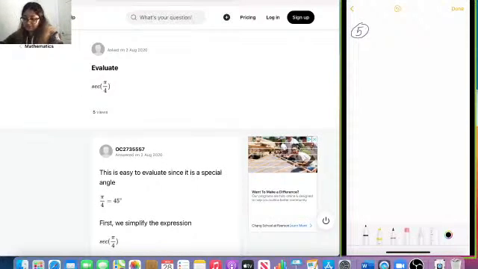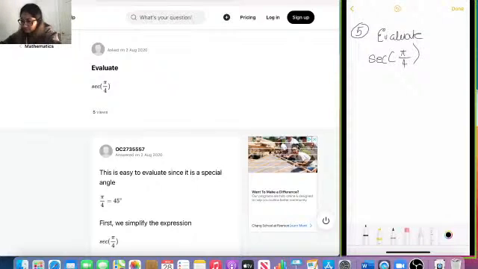Our next question says, evaluate secant of pi/4. I'll just write out the question. Evaluate secant of pi/4. Okay. If you recall, they're telling us to convert this into a fraction, basically a ratio.